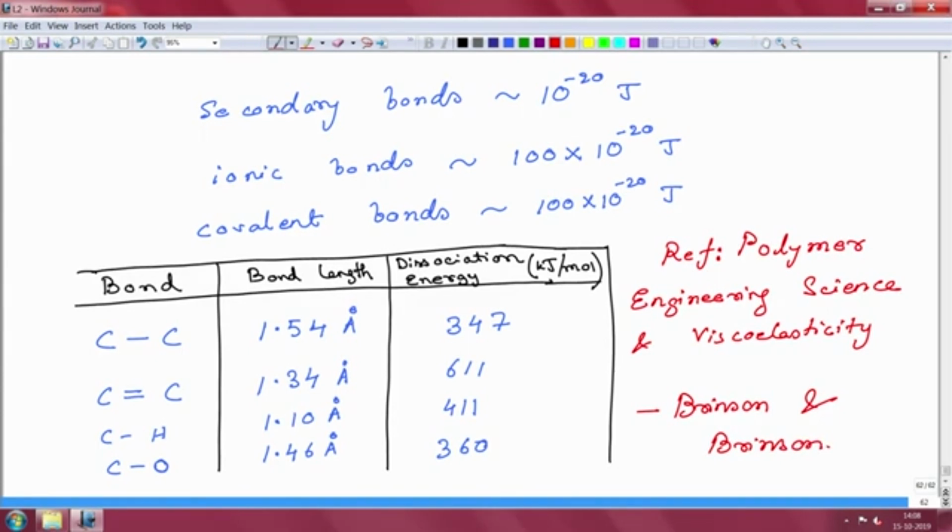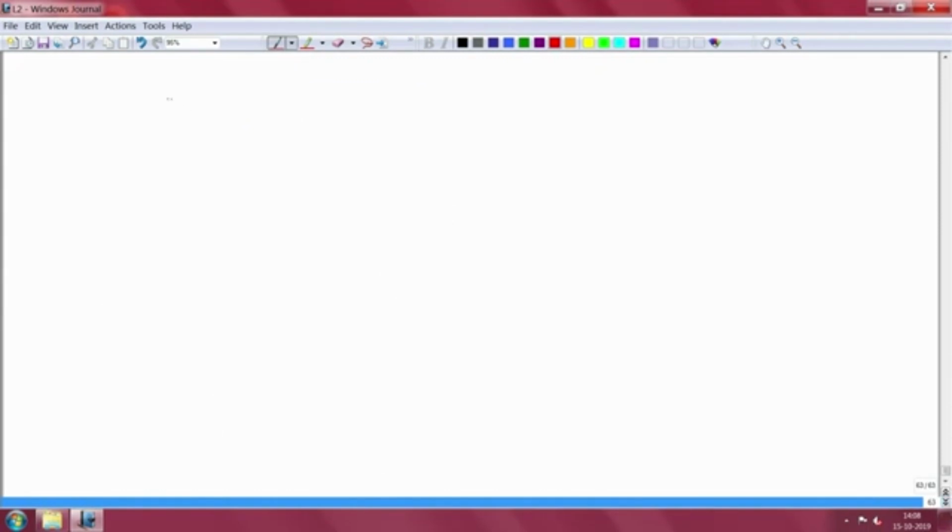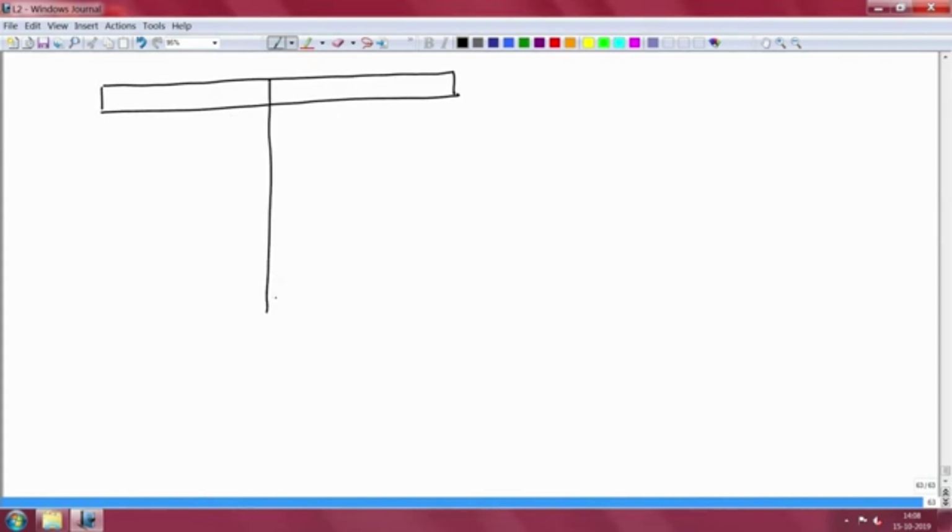Now, since we are discussing these distances from the same source, I have put together the values for the bond types. So, the bond types and the distance, this is the approximate distance in these cases.